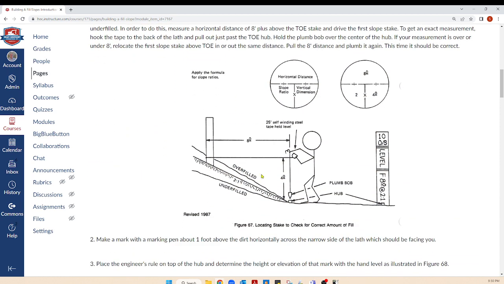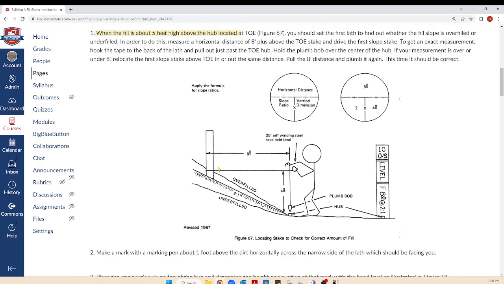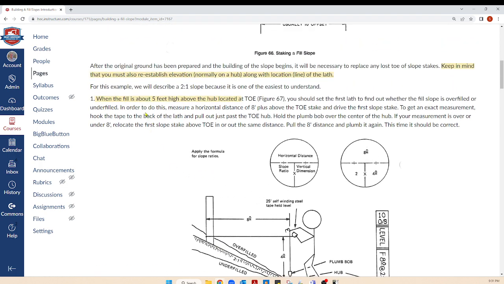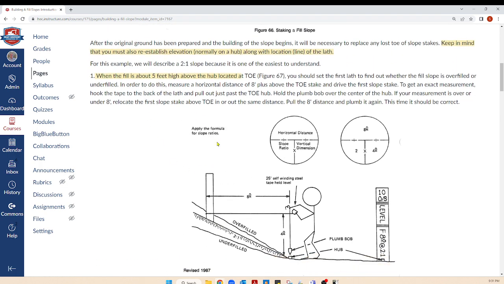Well, we went through that. Here's an illustration of what I was just saying. We got this guy set. We pulled it back. Got it set at 8 foot. And this is our 4 foot vertical. We want to go up 4 foot and over 8 foot. And that's where our grade's going to be.